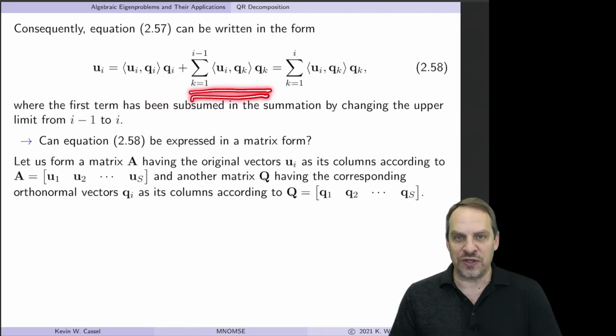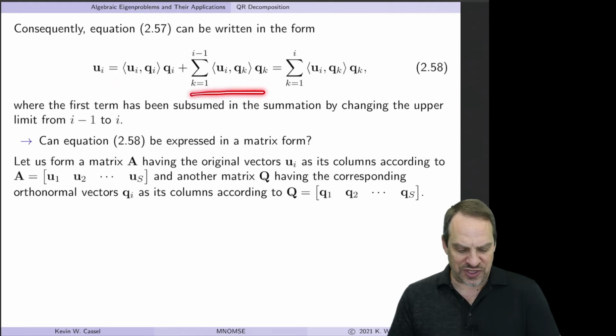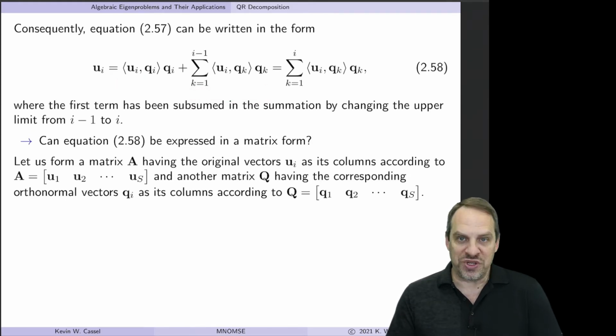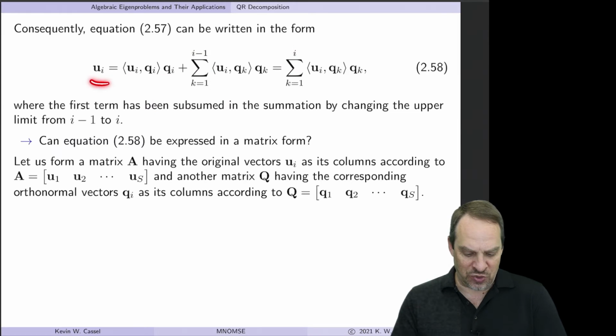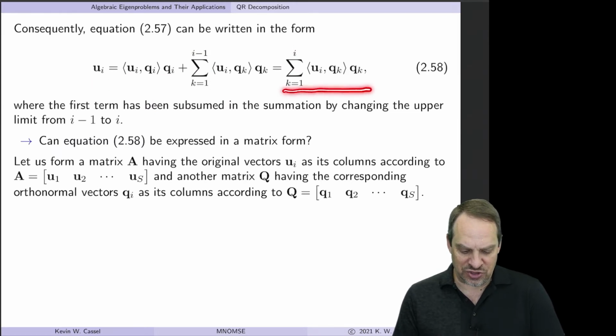I haven't changed anything about the summation here, but you'll notice this first term looks precisely the same as these terms, but now this picks up the ith term, which is excluded from our sum. So now we can include this term in the sum simply by changing the i minus 1 to an i. So now ui is the summation of the inner products of ui with qk times qk.